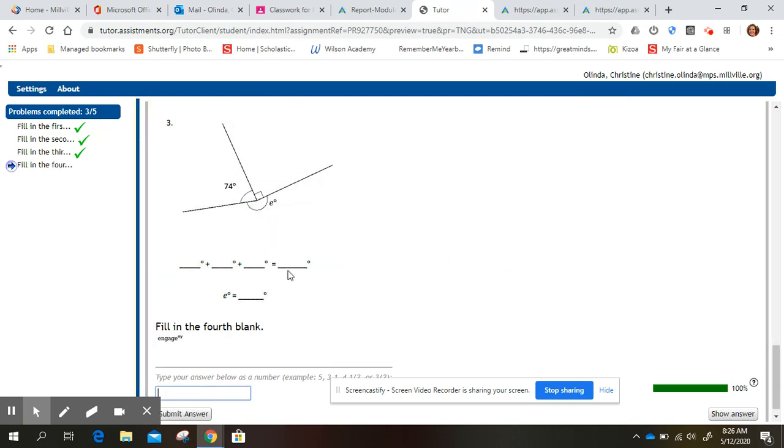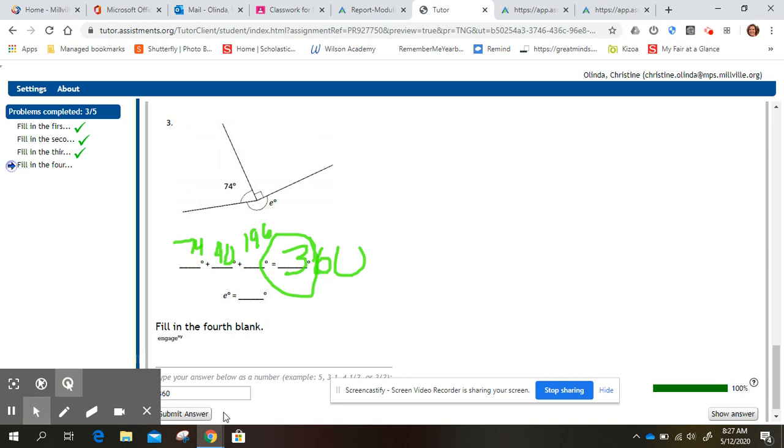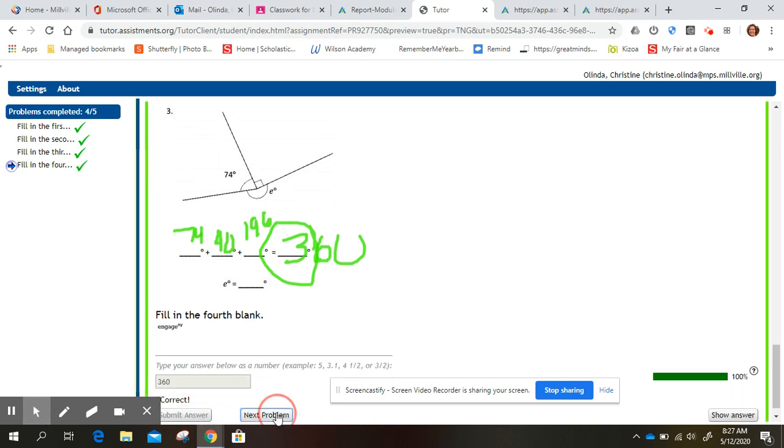Fill in the fourth blank. Well, the fourth blank, I'm hoping, is this, which would be 360, or it could be 196. I'm not exactly sure what it's going to be, but I think it's going to be 360. If they're asking for this, they're asking for this right here because we had 74 plus 90 plus 196. That equals 360. So I believe that's what they're asking, but let's see if we get that right. Oh, good, we got it right.